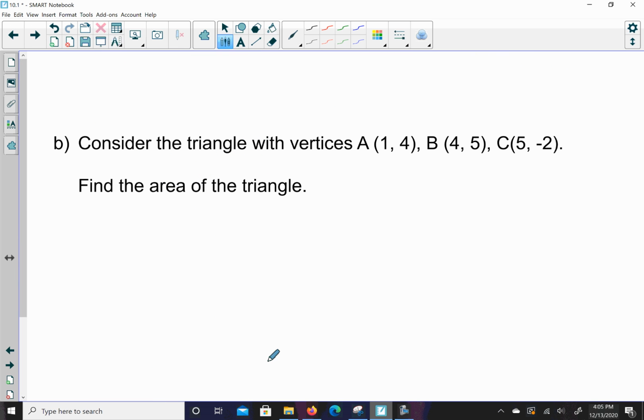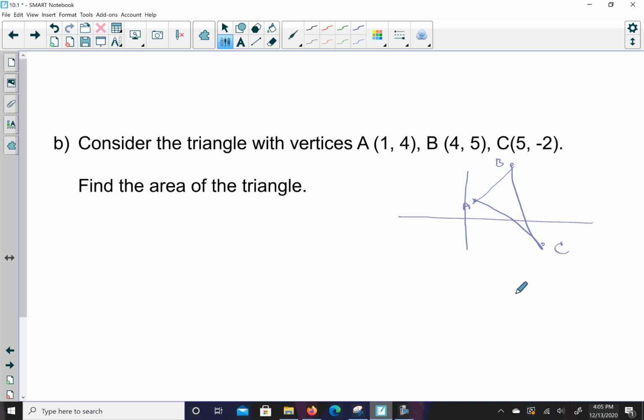So let's go to another one. Here I have a triangle with vertices 1, 4, 4, 5, and 5, -2. I want to find the area of the triangle. First thing I would like to do is do a visual representation. So 1, 4, out there, that's my A. 4, 5, and 5, -2. So my triangle looks something like this. Oh my gosh, it's a really bad drawing.